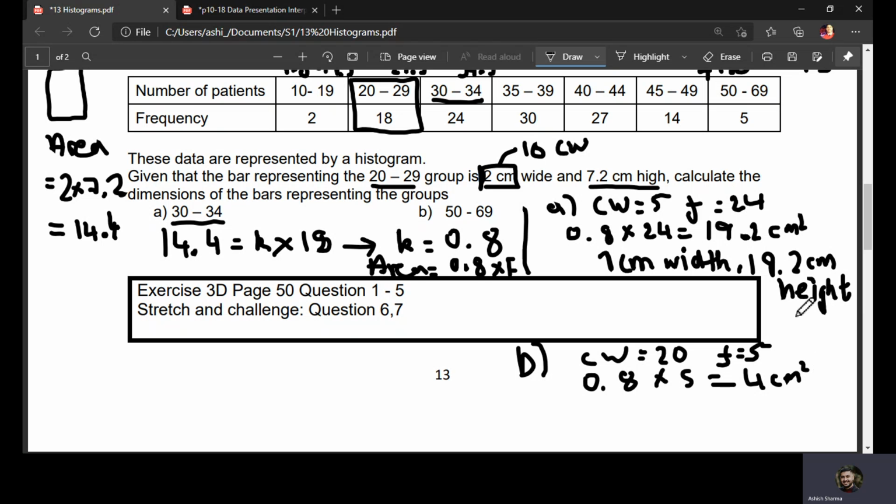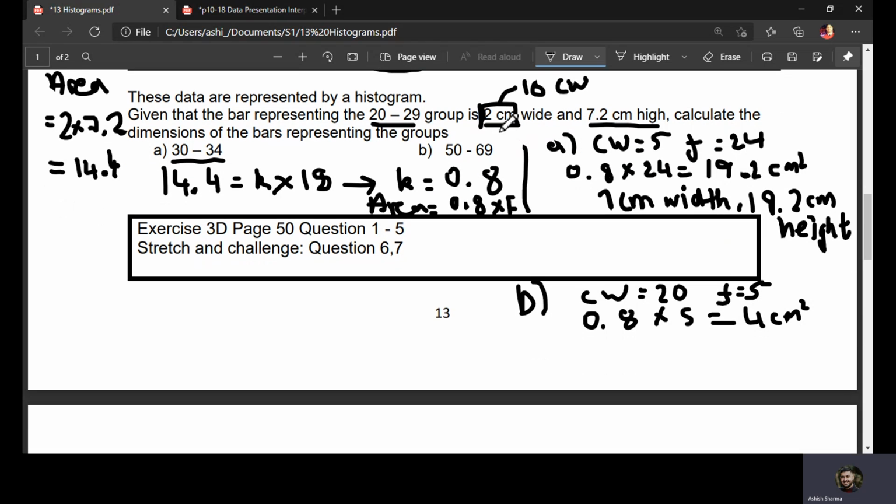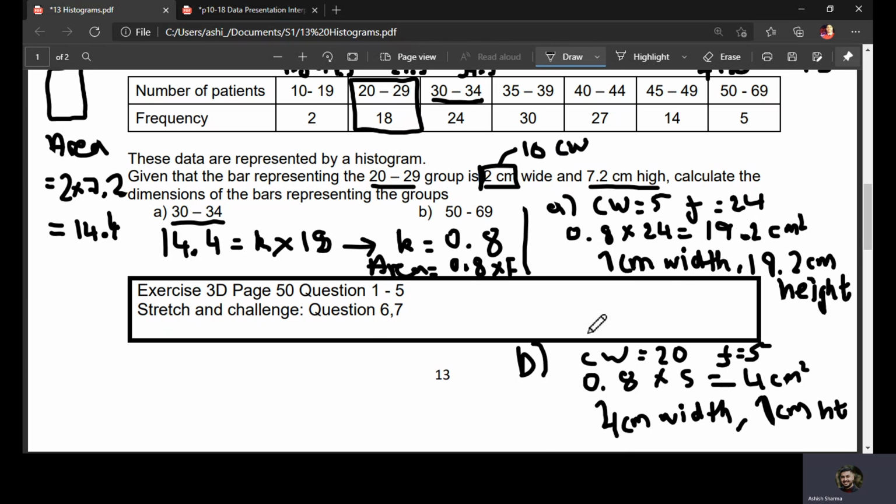Now again, let's look at the information given to us previously. A class width of 10 gives a bar 2 centimeters wide. Here we've got a class width of 20, so the bar will be double. It'll be 4 centimeters wide. Now remember, we just have to construct a bar with an area of 4 centimeters squared. We know the width is 4, so the height must be 1. Okay, so that's histograms in a nutshell.